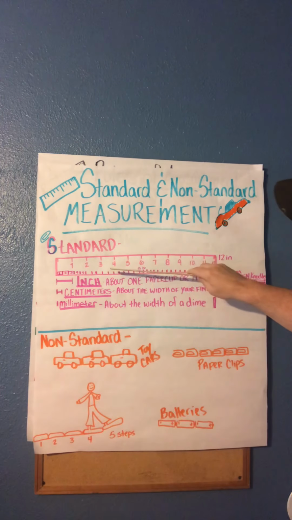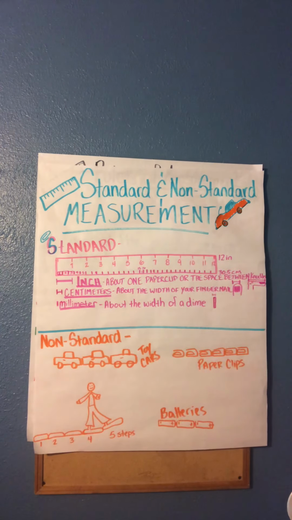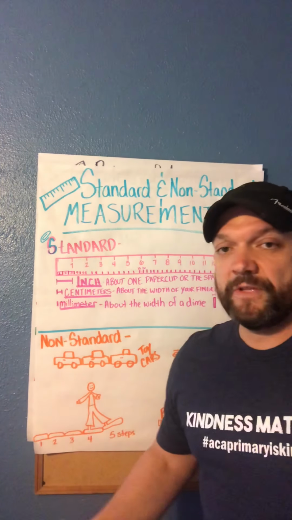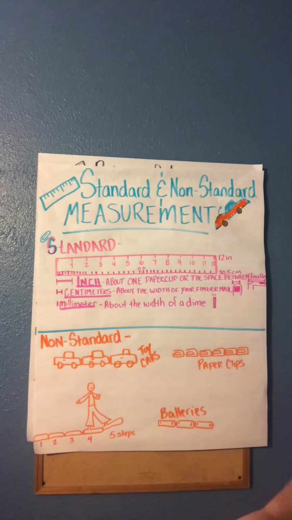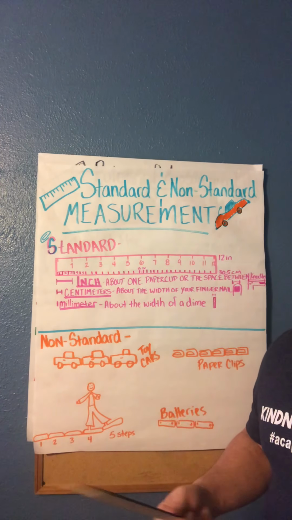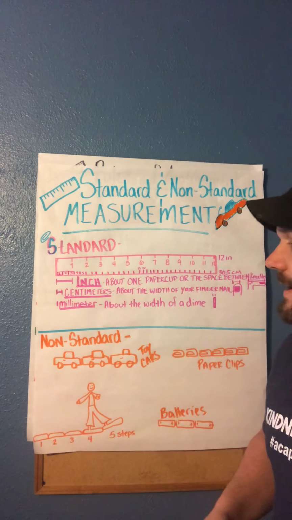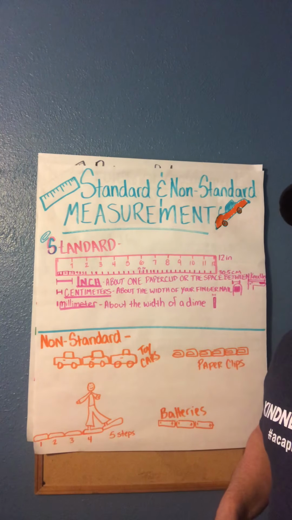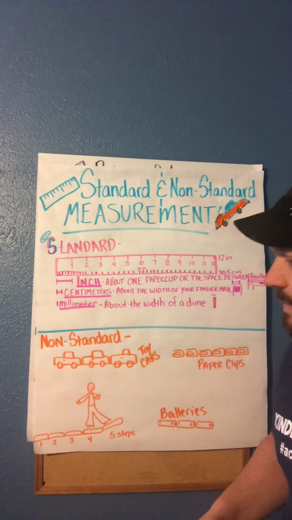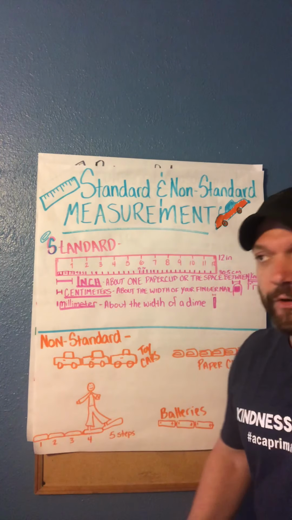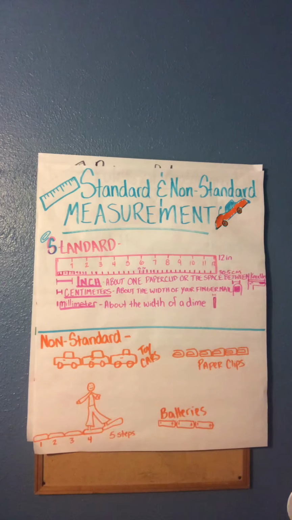Then we'll talk a little bit about non-standard measurement. Non-standard would be like when you use the things that you have around you. So if you were wanting to play baseball with a friend and you were out in just some field and you wanted to make it as realistic as possible, you're not going to have a tape measure with you or a ruler or a meter stick. You would probably walk off the distance from the pitcher's mound to the catcher.